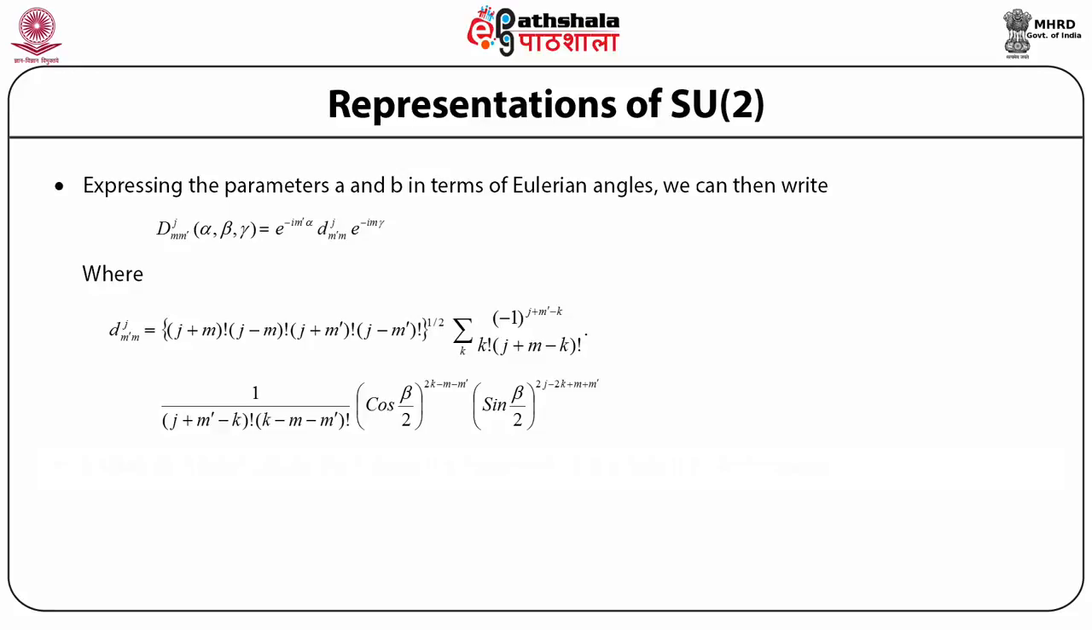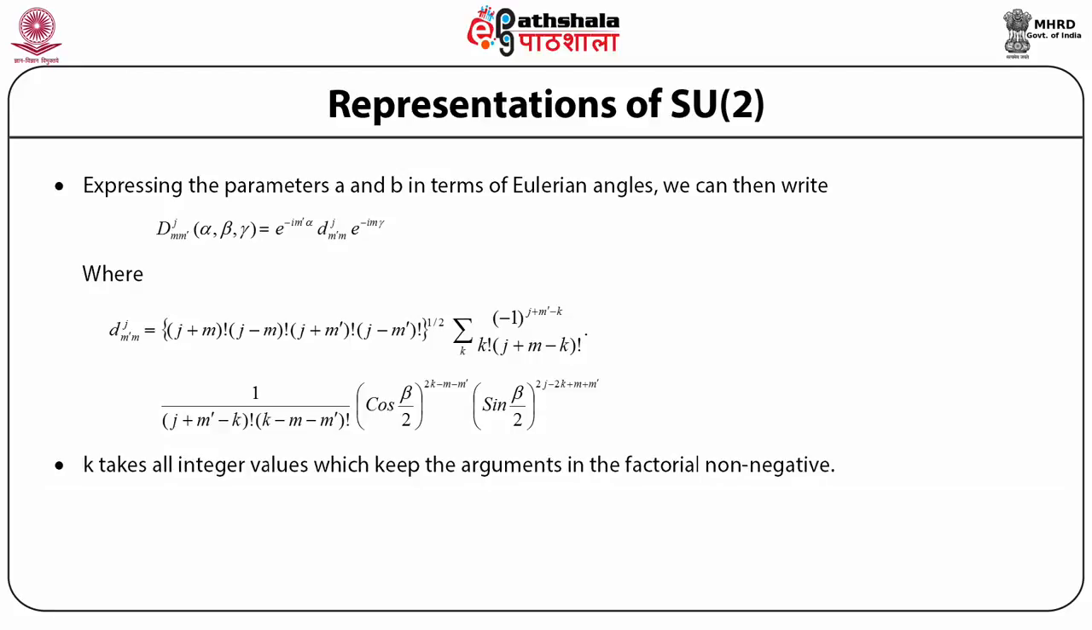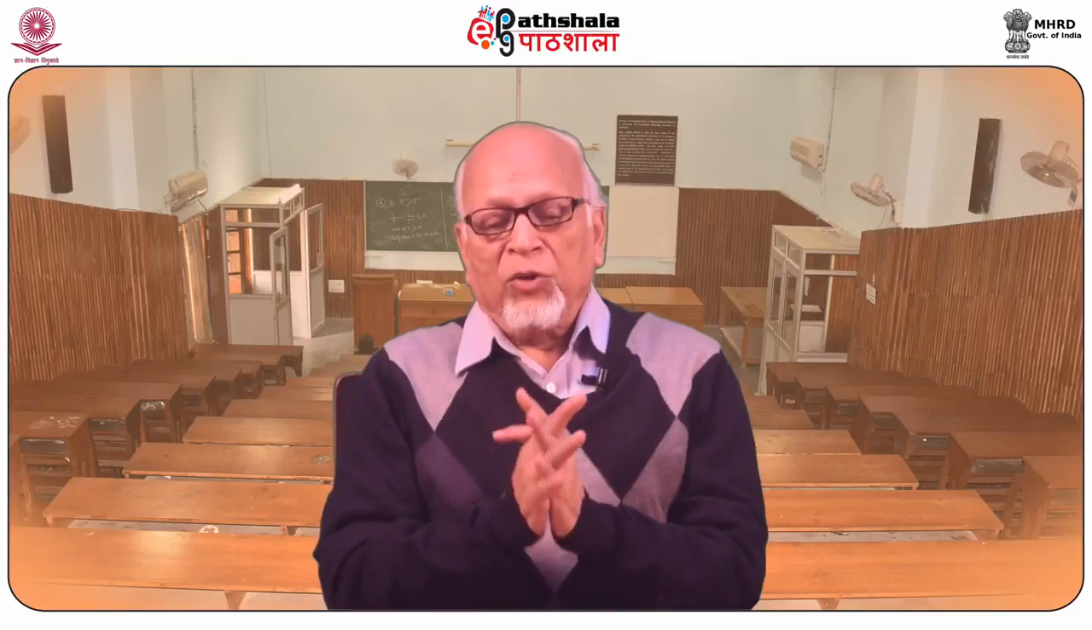The small d^j_m prime m is a function of the Eulerian angle beta only, and the full representation matrix, capital D^j_mm prime, is a function of the three Eulerian angles alpha, beta and gamma, which are obtained from this small d^j_mm prime by multiplying on the left by exponential minus i m prime alpha and on the right by exponential minus i m gamma. In this expression, k is summed over and it takes all integer values such that the factorials do not become negative. So now, having obtained the various representations of these matrices, we'll prove some properties of these representation matrices.